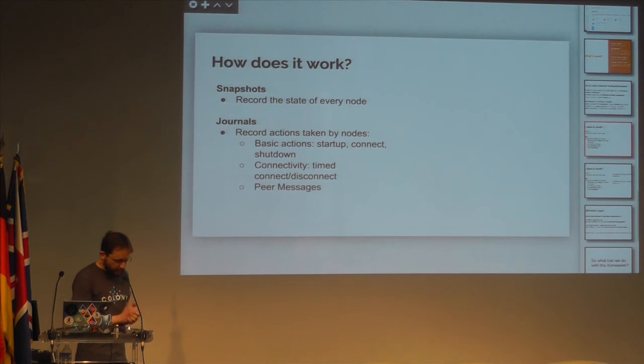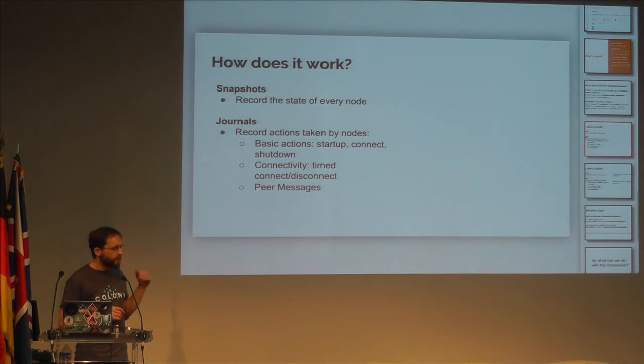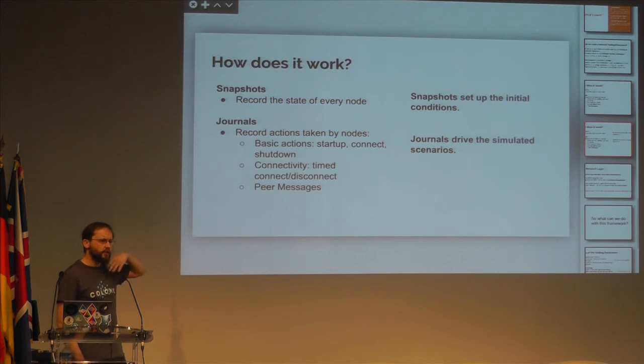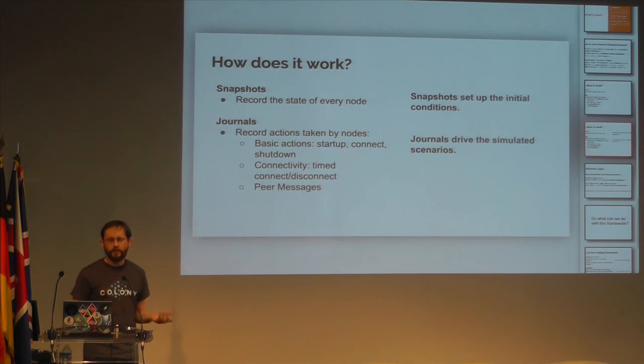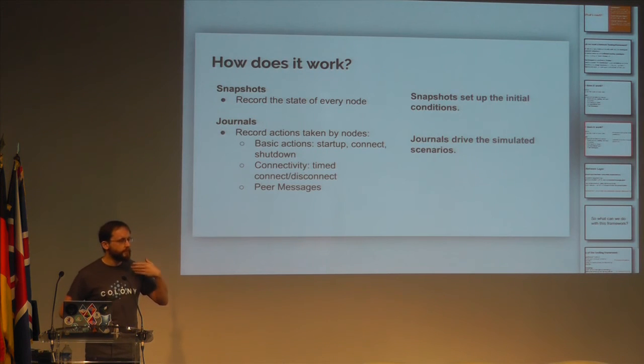What it allows us to do is the following. We can record a state for every node, set it up, and then we can connect the nodes, and we can play these journals, which are instructions for the nodes on what to do. Things like, come online, connect to this node, or send this type of message, ignore this request, send that request, all these kinds of things. The general idea is the snapshots set up the initial conditions. The journals drive these simulations forward, telling nodes what to do. And at any time, you can save the state of the network as a new snapshot, or record what's happening as a journal.